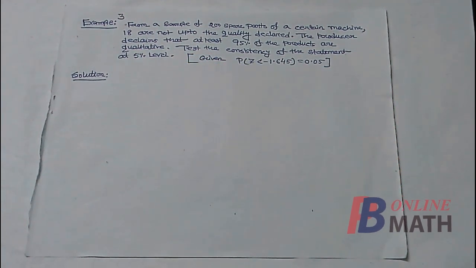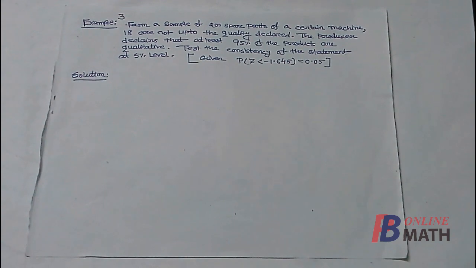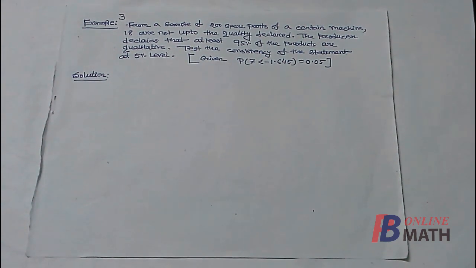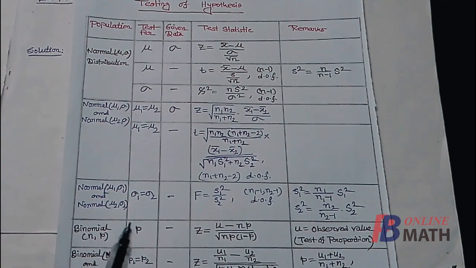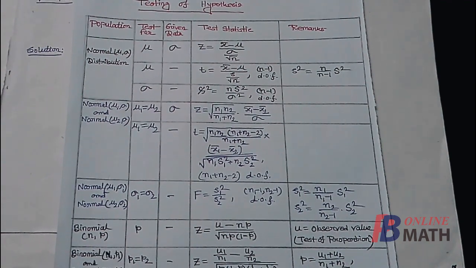Hello everyone, welcome to part 4 of the chapter Testing of Hypothesis. In the previous part, we have solved two problems related to testing of hypothesis using the table, and here is the table from where we select the suitable statistic.